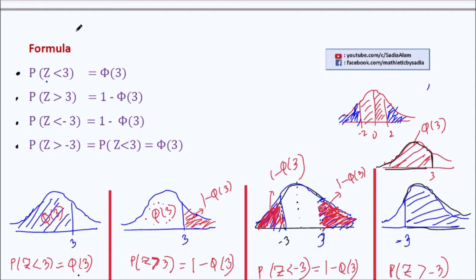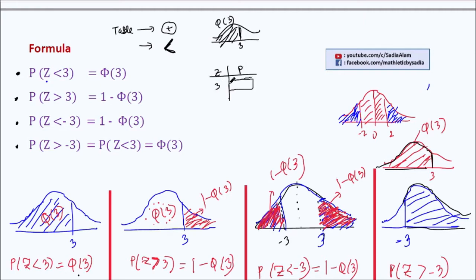Remember, the table is for positive values of z, and it will give us the area less than. Okay, so if this is 3, we are getting the less than area. So z less than 3 means this area, which is phi of 3. Phi of 3 means the probability for z equal to 3. So if z is 3, the probability you will get here is phi of 3. So we should not have any problem understanding the first one. Z less than 3 is phi of 3, the value which we get from the table.